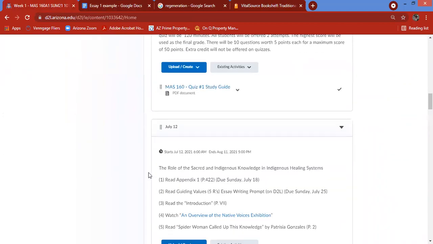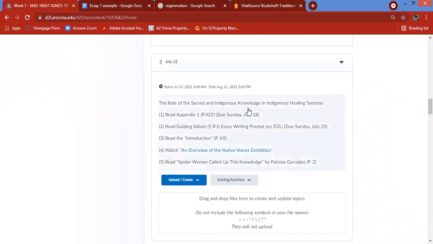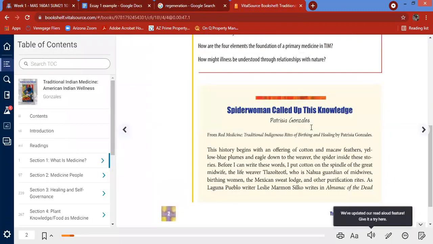Let me make sure. Yeah, right here. So it was assigned Monday. And just go through here and see where the history begins with an offering of cotton and Macatha. You see, that's respect. That's respect. So Dr. Gonzalez exhibits the concept of respect when she begins her article. The history begins with an offering of cotton and Macatha.